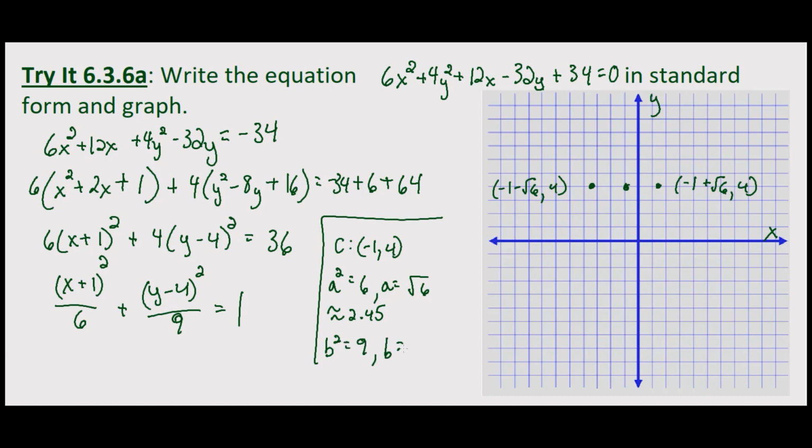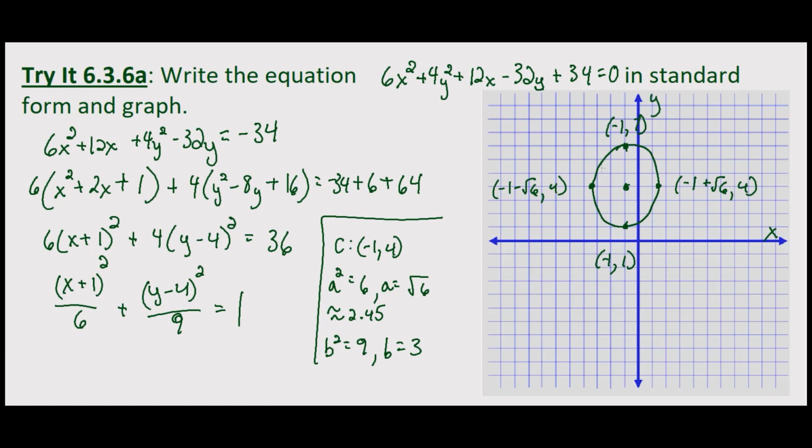b squared equals 9, so b equals plus or minus 3. So we'll go plus or minus 3 up and down from the center, which is going to put us at negative 1, 7 and negative 1, 1. And then as well as we can, we connect the dots to form the ellipse. I like to go ahead and try to do each quadrant separately. It seems to kind of help with graphing the ellipse.